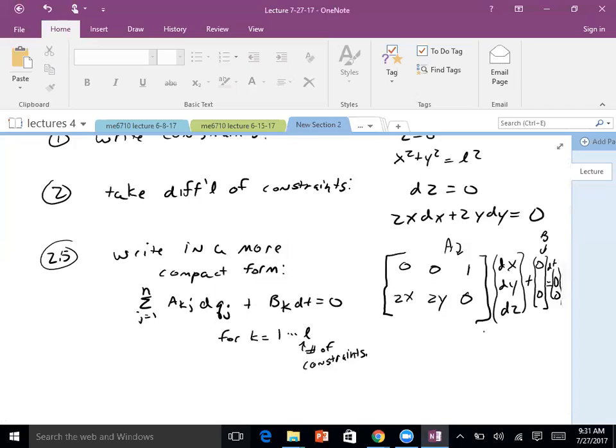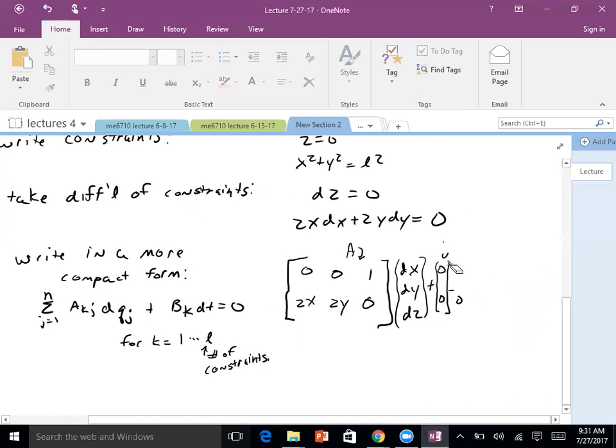Yeah, I ran out of space for my, that's the bk term. That's the bk term. There's a little more room.